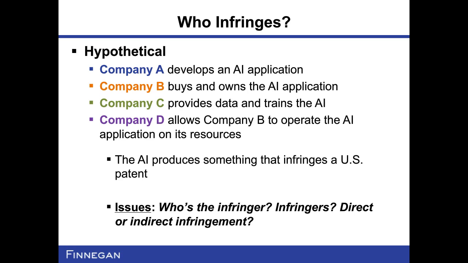So you have, again, company A that developed an AI application, company B that buys and owns the AI application, company C that provides the data and trains the AI, and company D that allows B to operate the AI application on its resources. Again, if the AI produces something that infringes, who's the infringer? Company B, the owner of the AI machine, might be the most obvious target, regardless of whether they had any knowledge of the infringing activity.